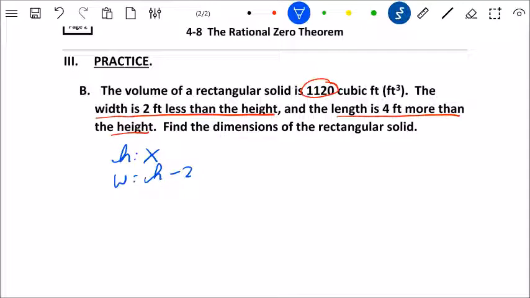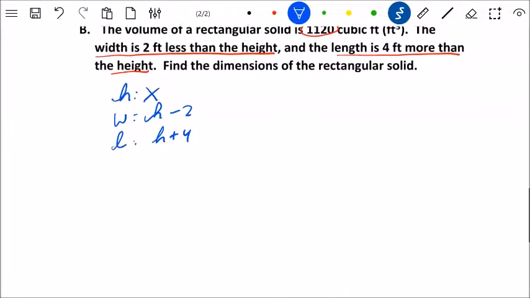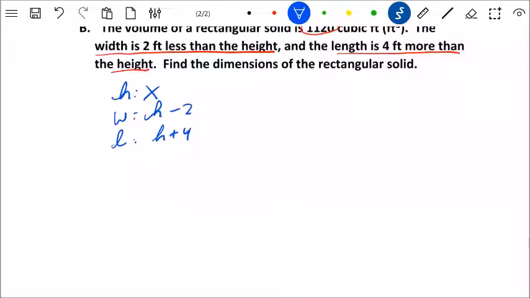So that means if the height's 8, then the width is 6. If the height's 10, the width is 8. If the height is 20, the width is 18. So you have to take 2 away from it. And then the length is 4 feet more. That's easy. When it's subtraction, you have to think about it a little more. But with adding, it's easy to say h plus 4, 4 plus h.